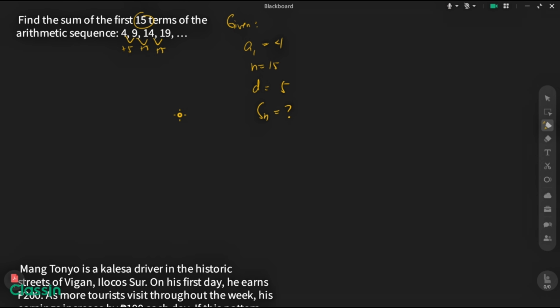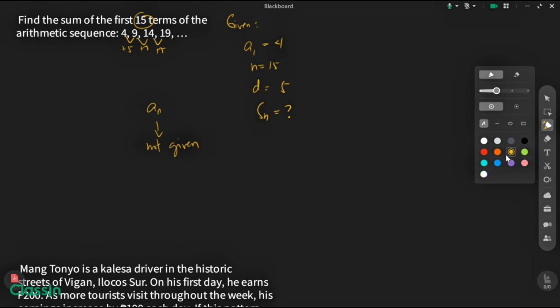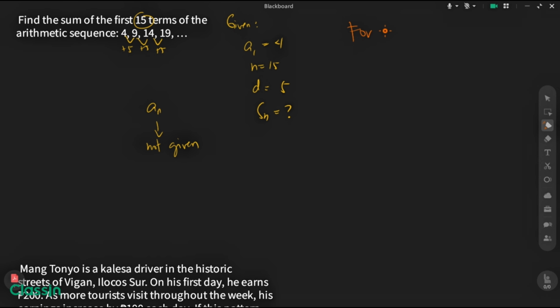In this case, A sub n is not given. So the formula that we are going to use is S sub n equals n over 2 times twice the first term plus n minus 1 times d. The solution: let's substitute all the given.